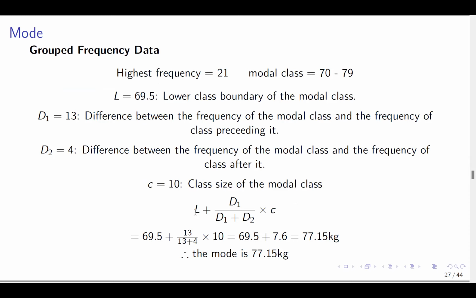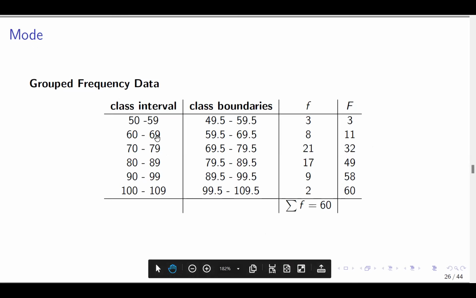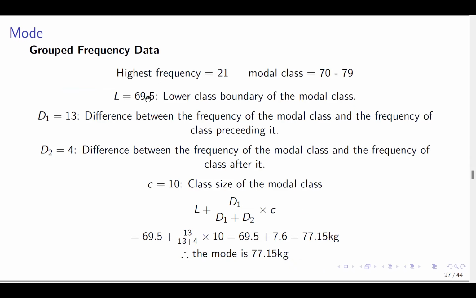The small l here represents the lower class boundary of the modal class, all right? And then D1 here represents the difference between the frequency of the modal class and the frequency of the class just preceding it. So let's find L first, the lower class boundary of the modal class. Modal class is 70, lower class boundary is 69.5. We have it written here.